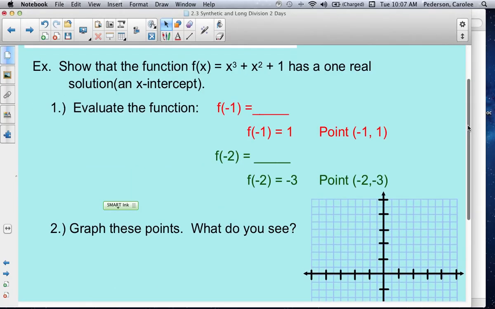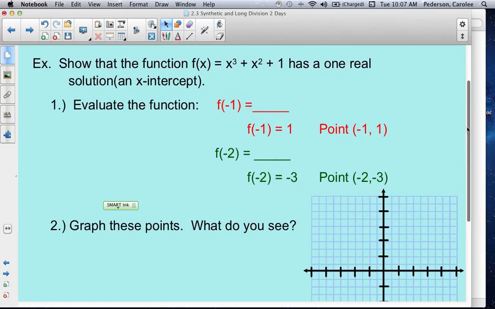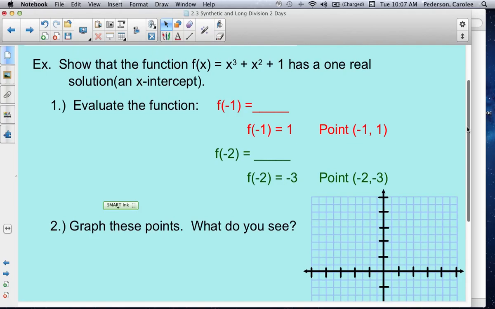So let's say we have a cubic function. So it has 3 zeros. And we go out and use synthetic division. And we either evaluate it by plugging in -1 in here or use synthetic division. If I did synthetic division, this would be my remainder. And if I did synthetic division with -2, this would be my remainder.